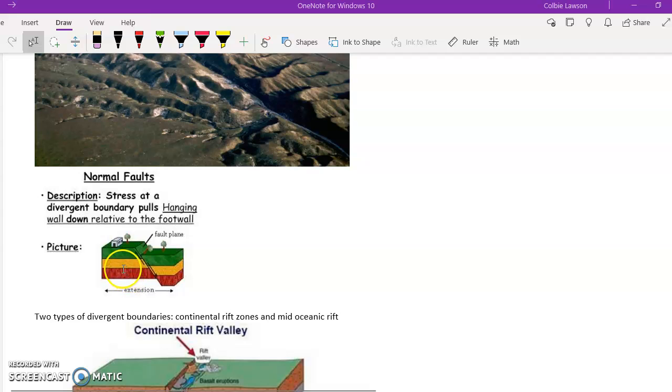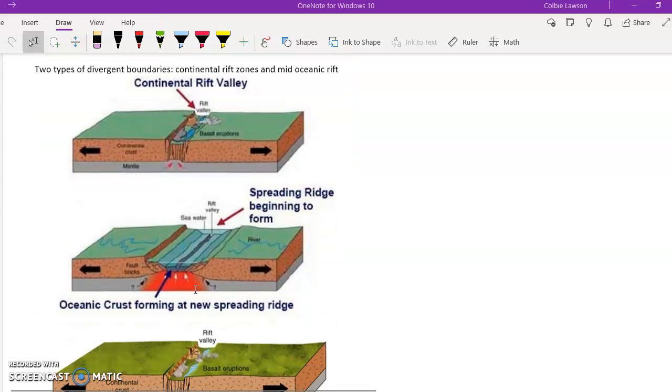As you can see here, this right here is the footwall. It's going up, and this is the hanging wall. It's going down. Now, within divergent boundaries, there are two different kinds. There are the continental rift zones, which occur mostly on weak spots on the tectonic plates. As you can see here, that's the Rift Valley. It has some water in there.